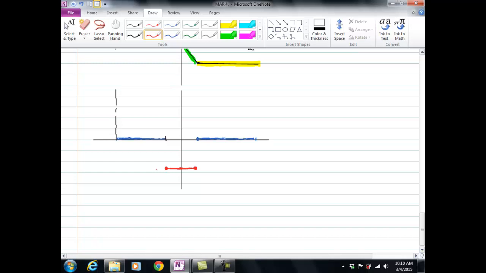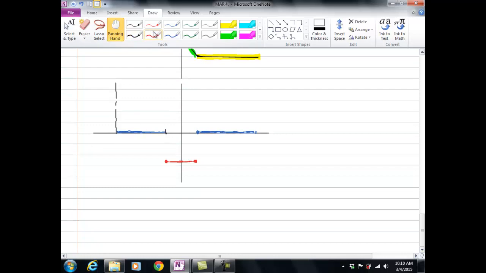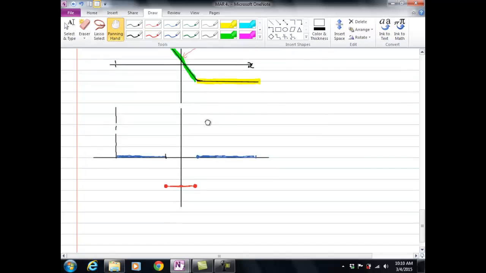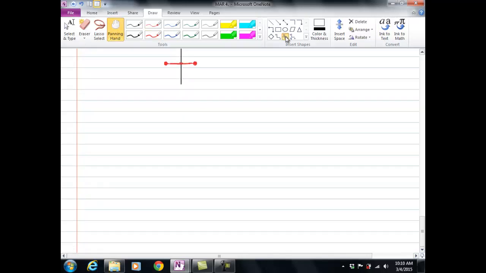Question: what about the dots? Oh, the dots? Good question. This is to show you that this is a curve line right here. So you're going to put a closed dot right here. Closed dot. I'm going to show you where these dots matter. So let's give you another question.